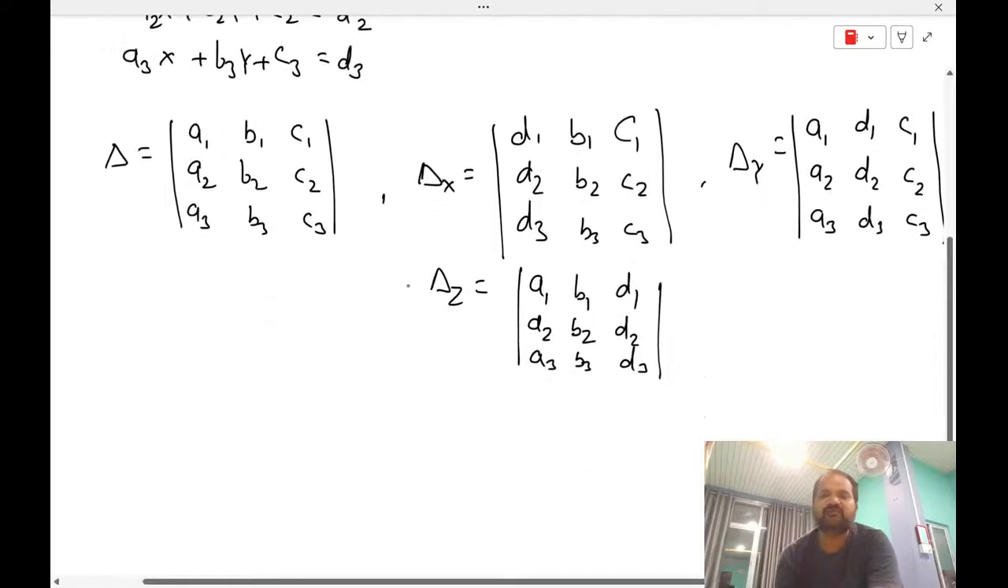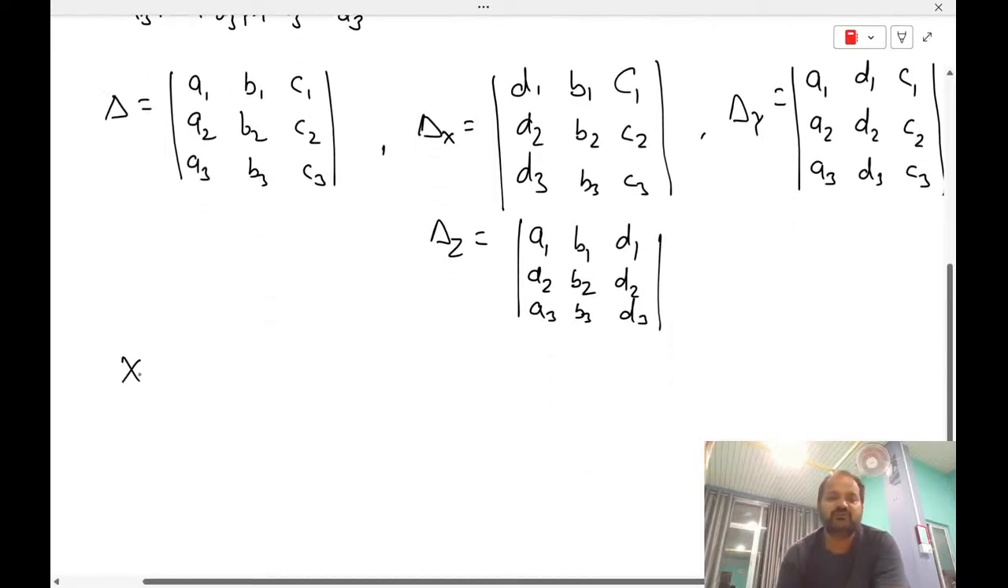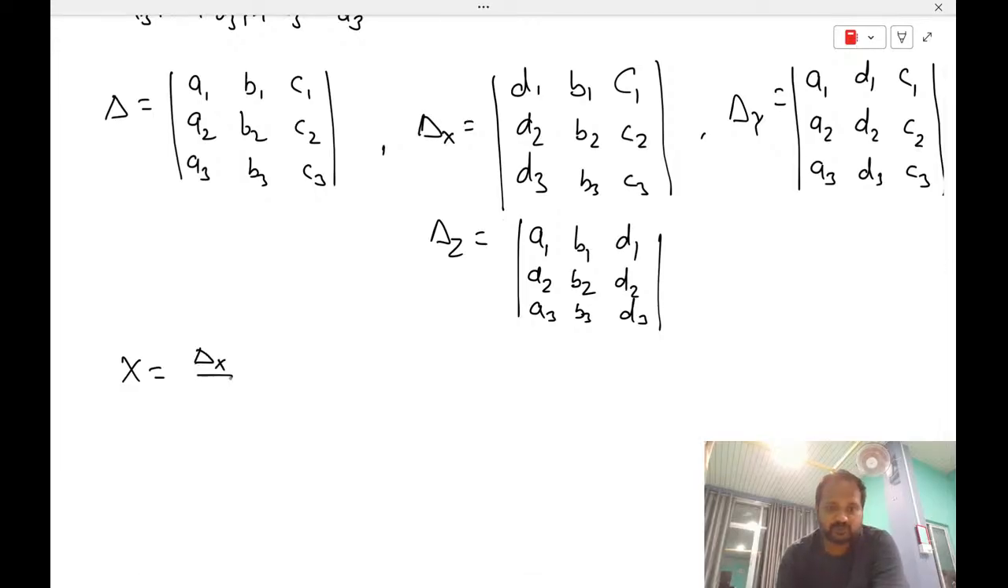So if we have to find the x value, x can be found by delta x upon delta. y can be found by delta y upon delta, and the z value can be found by delta z upon delta. Now we will see the conditions in which it has unique solutions or infinitely many solutions.